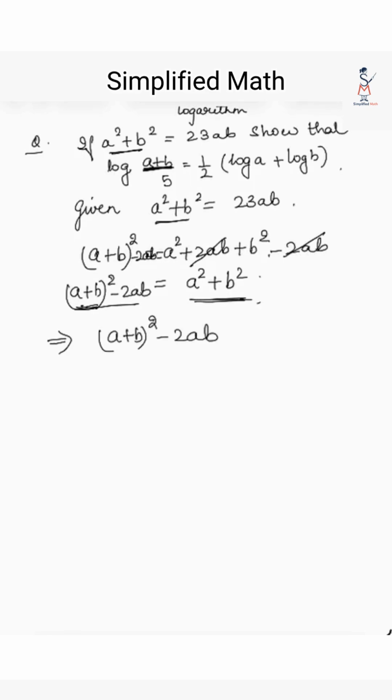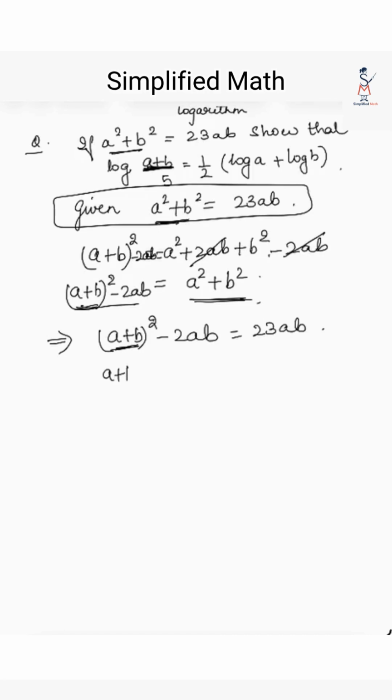Instead of a square plus b square, which is given over here, I have written a plus b whole square minus 2ab is equal to 23ab. Why did I think of changing it to this form? Because then I'll get something in a plus b, and I need something in a plus b. So you have to think like this. a plus b whole square, the 2ab goes to the other side and it becomes 25ab.